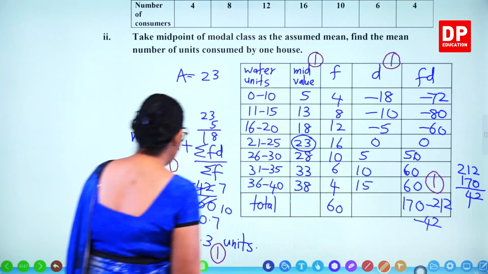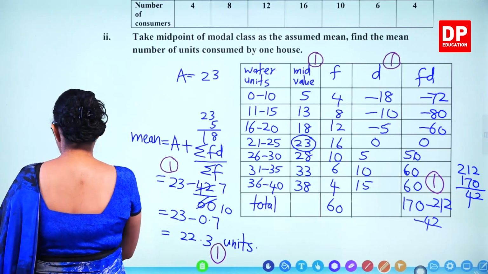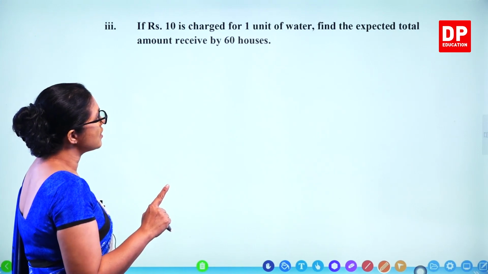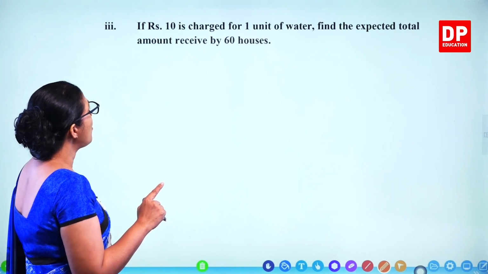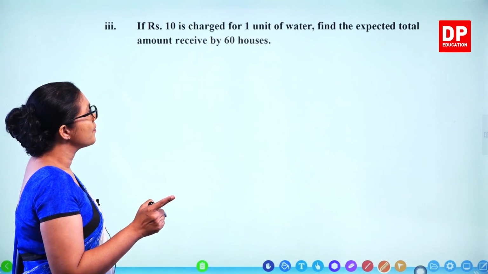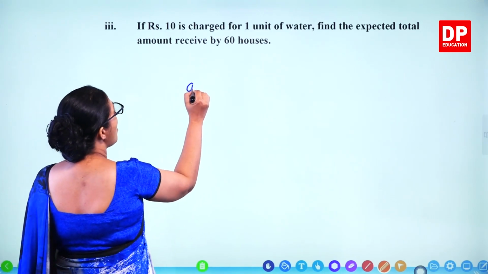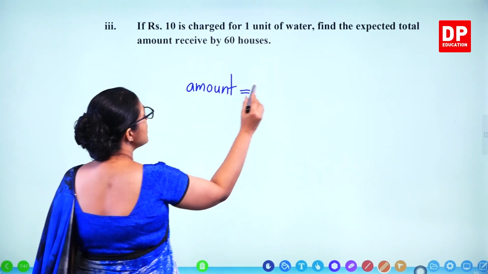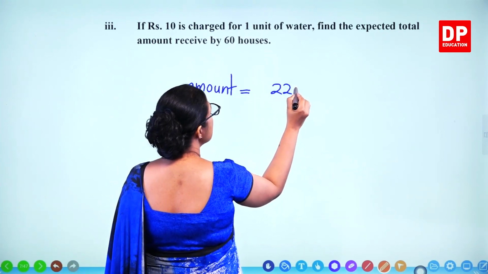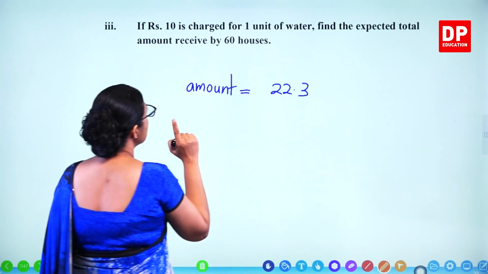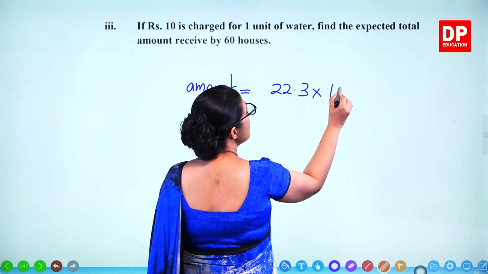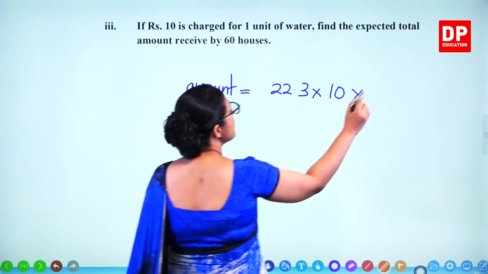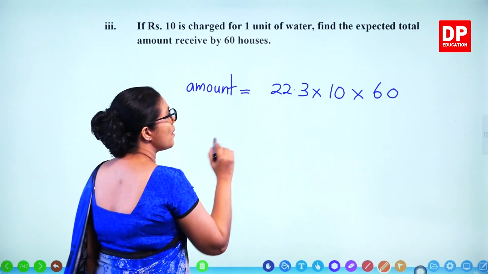So that's 22.3. Next part, if 10 rupees is charged for 1 unit of water, find the expected total amount received by 60 houses. So amount for 60 houses, one house, that's 22.3 units and 10 rupees per unit, then 60 houses. You multiply by 60.